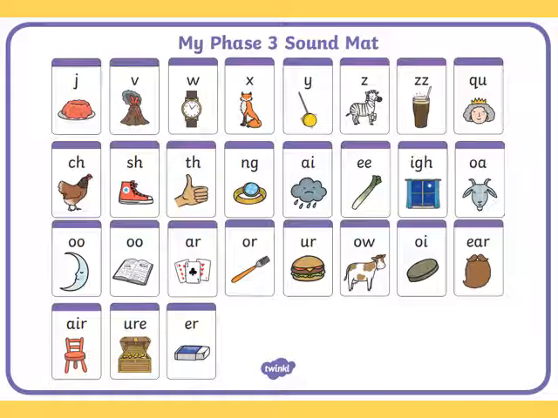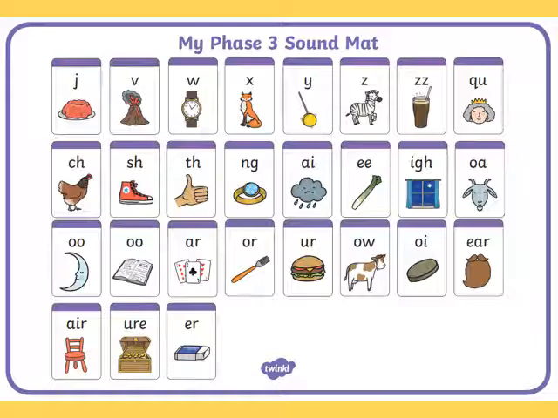They've got the A and the R making an R sound. The O and the R making an OR sound. The U and the R making an ur sound. The O and the W making an ow sound. The O and the I making an oi sound.